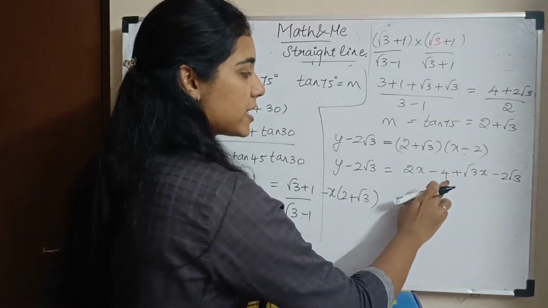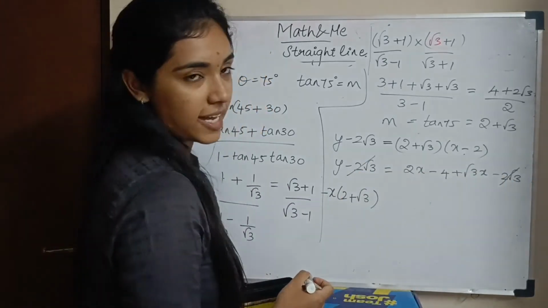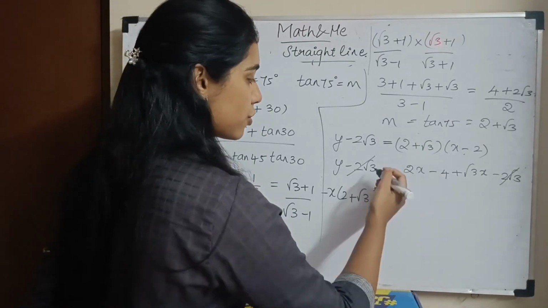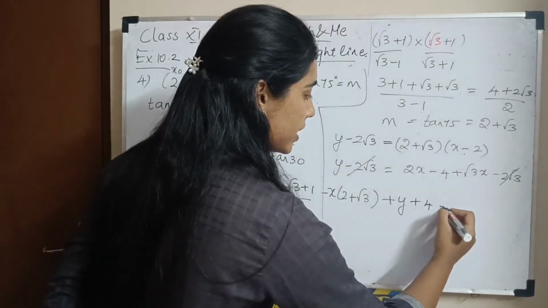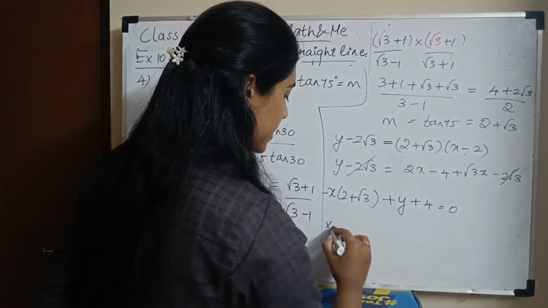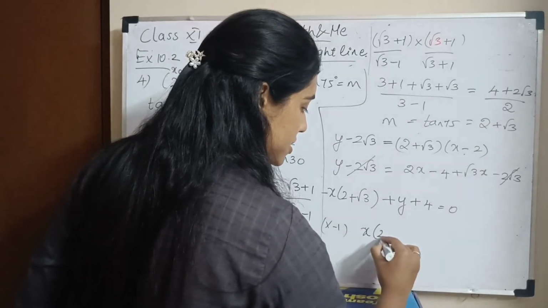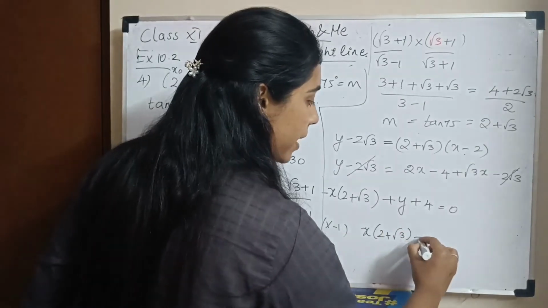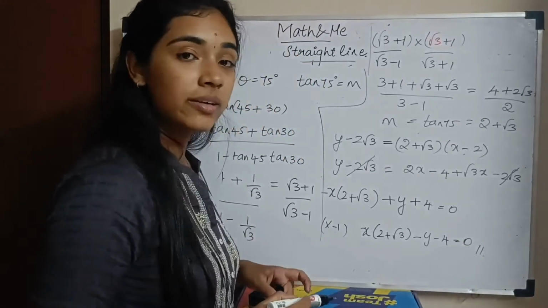I have minus 4 minus 2 root 3. The minus 2 root 3 and the minus 2 root 3 gets cancelled. So I'm going to bring this 4 to the left hand side. I have a y here. So y plus 4 equals 0. I'm going to multiply the entire equation with minus 1. So I have x times 2 plus root 3 minus y minus 4 equals 0. Okay.